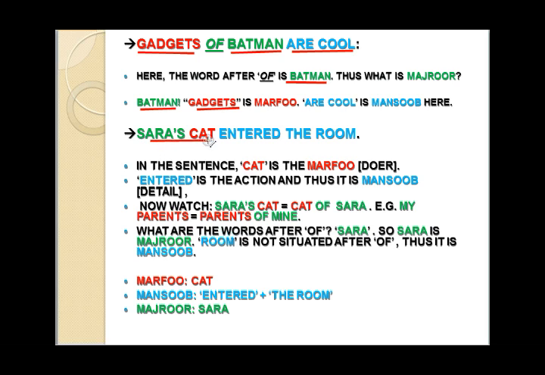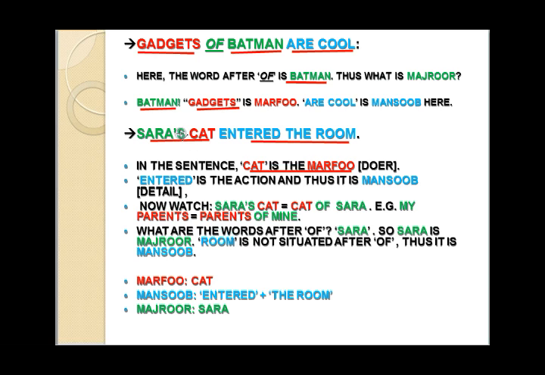So, Sarah's cat entered the room. You may wonder, Sarah is not a word after "of", so how come it's green? How come it's majroor? So look at this sentence. First let's talk about the cat. We are talking about the cat. We are not talking about Sarah. We are talking about Sarah's cat. So the cat is the marfu. Entered the room, that is the thing he did, so it's mansub.